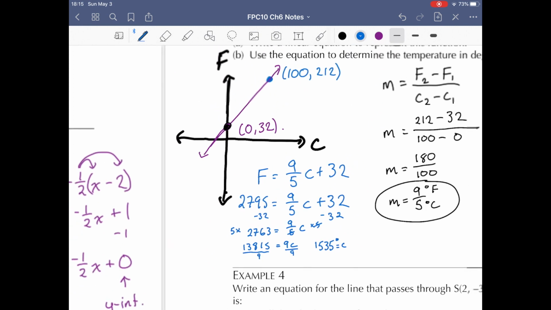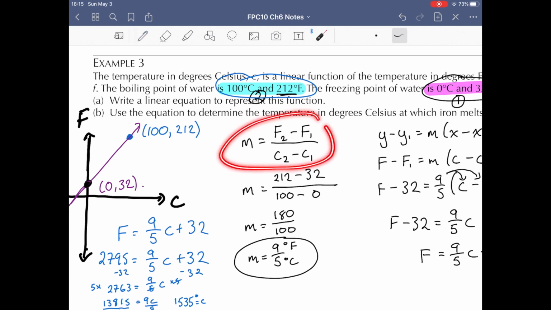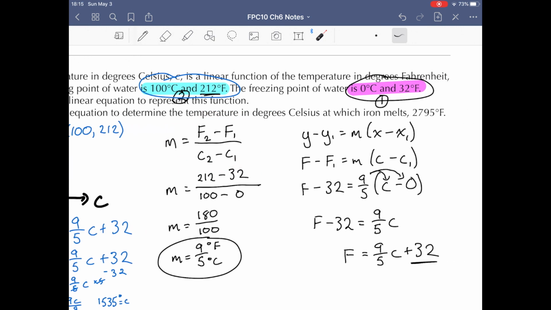All right, so in this question, we were given 2 points on a graph. From those 2 points, we were able to figure out the slope. Then because we had points and a slope, we were able to use this to figure out an equation for the line. You should be able to do all of this without having to graph it.